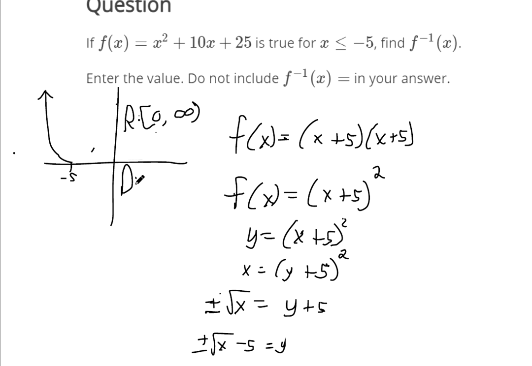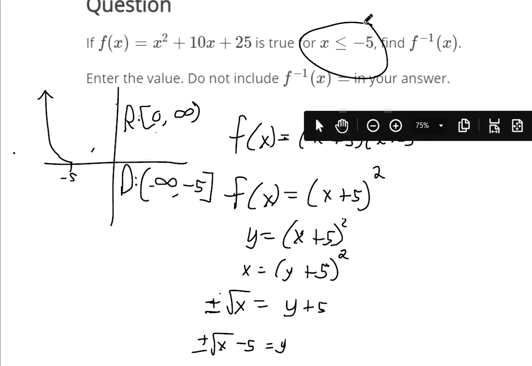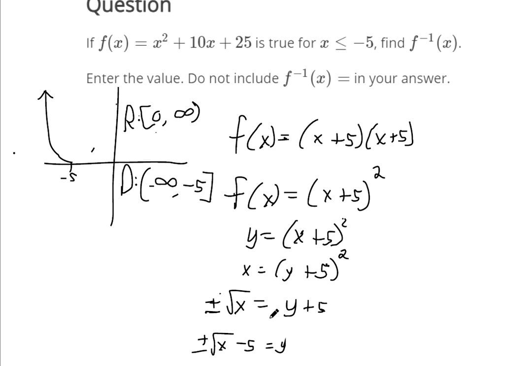The domain of the original function needs to be the range of the inverse function. So the domain here is negative infinity to -5, right? Because of what it's actually just explicitly said right here. This is the domain. So that should be the range of our function. So this function down here, it better go from negative infinity to -5 on the y-axis. That can't happen if you have a plus here, right?